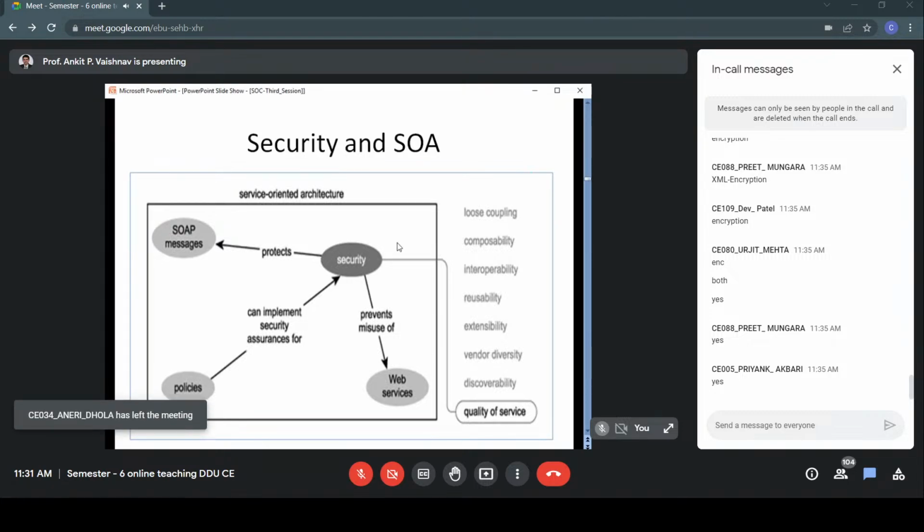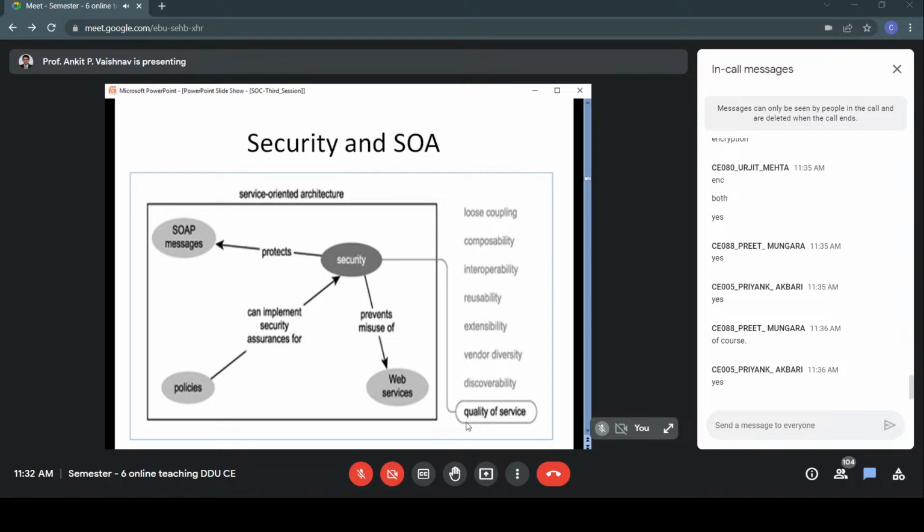Okay, security directly maps to the QoS. I think I don't need to explain this, right? Are you clear with that? If security is not there, quality is not there, right? So it directly relates with that. So it relates to only one characteristic of SOA, that is QoS, right?